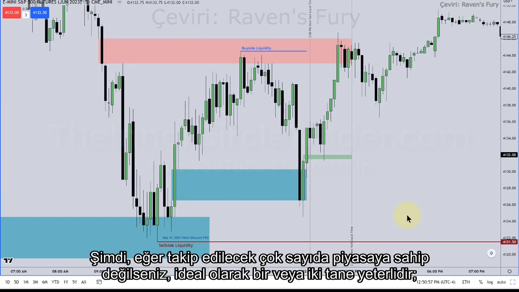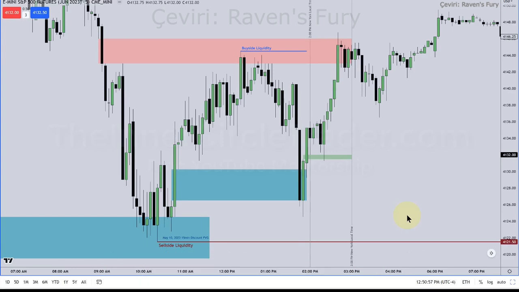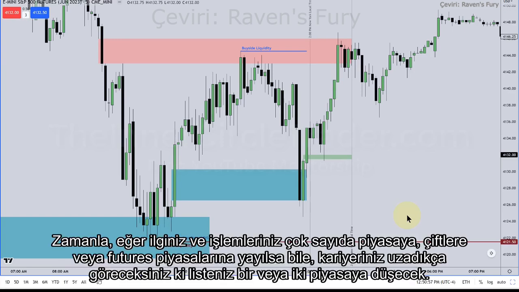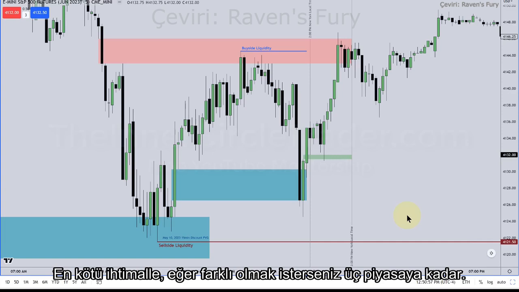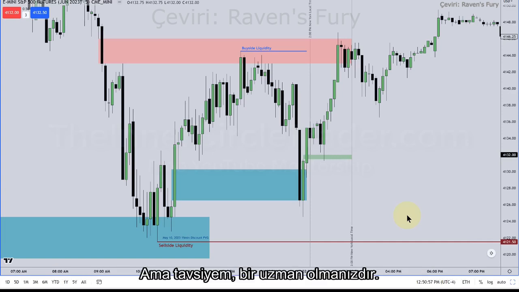Now, if you don't have a plethora of markets to follow, ideally one or two, that's why you're first learning how to do it. Even if you grow to a point of interest where you have a lot of markets that you're trading, a lot of pairs or a lot of futures markets and such, you'll find that over time, the longer your career goes, your list will reduce down to one or two, at worst maybe three if you want to be a deviant. But my advice is for you to be a specialist.